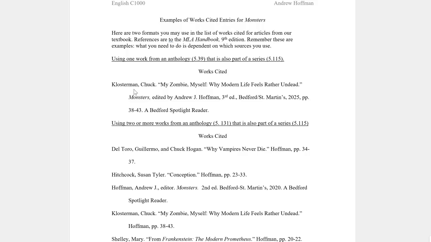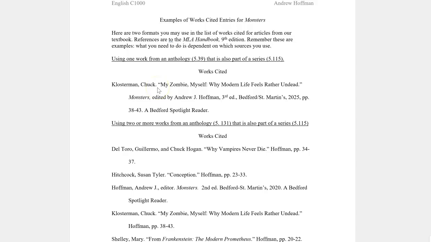Now, the first entry in a typical citation is the author. Okay, the first thing is the author. Now, I said that Monsters is an anthology. That means that each individual article in Monsters has a different author. Now, in chapter one, one of the pieces is by a guy named Chuck Klosterman. Now, we put last name first, first name last. Klosterman, comma, Chuck, period.